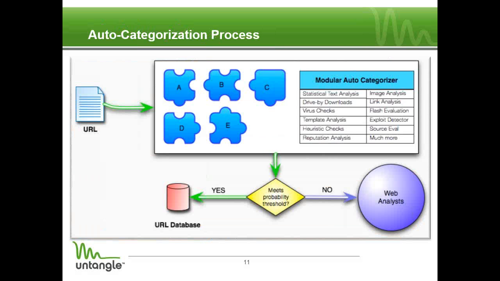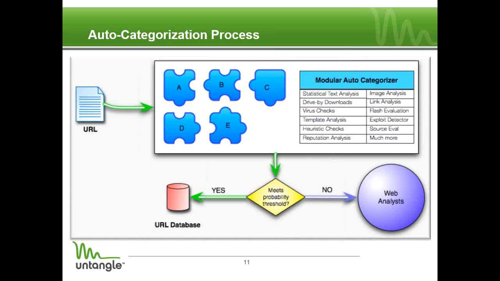As far as the auto-categorization goes, you can see here that it will go through and categorize against the database that sits in the cloud, and it has a probability threshold. If the probability of that URL being categorized in the database is high, then it will categorize it automatically. And if the answer is no, then it's sent off to the humans to categorize.